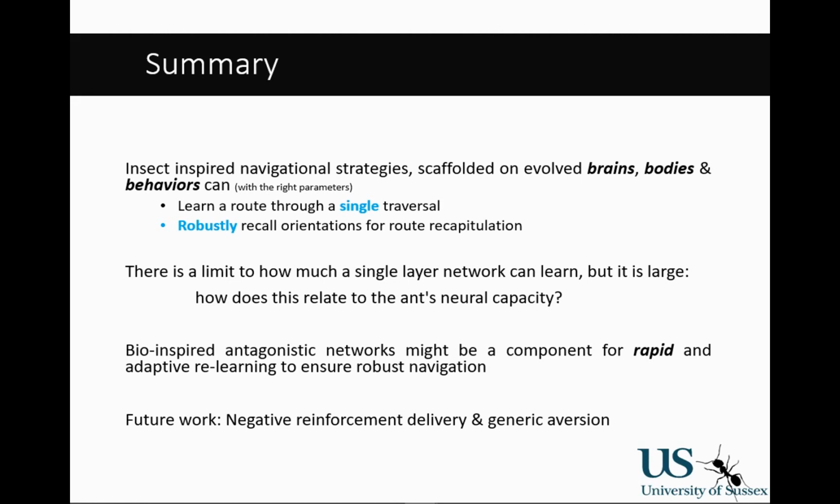And in future work, we're going to look at negative reinforcement delivery on a robot rather than this being artificial, and also look at generic aversion. So ants can also avoid predators, for instance, but that's more of a general view rather than using a specific memory trace to train an aversive network.